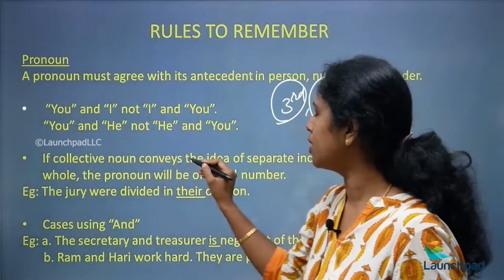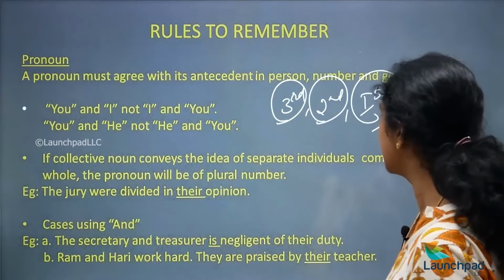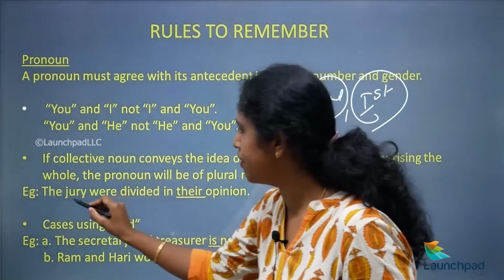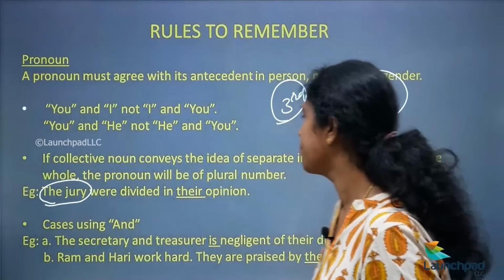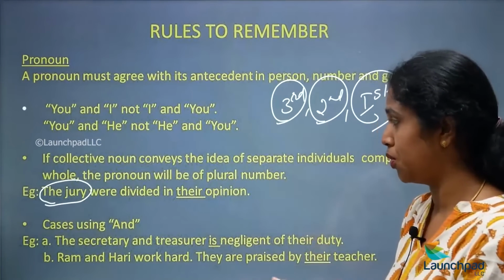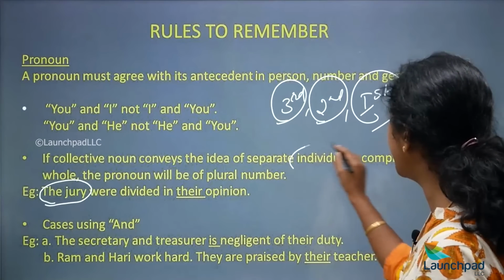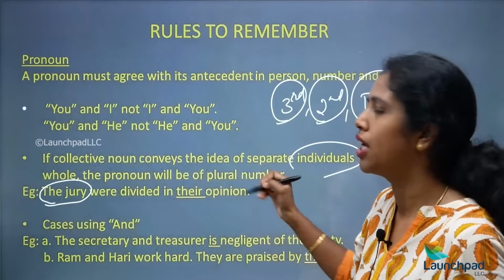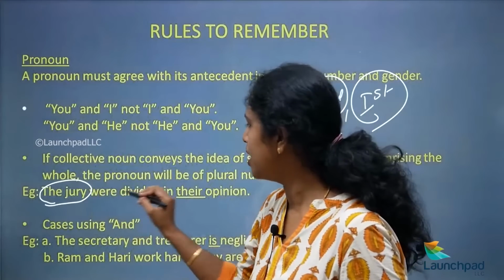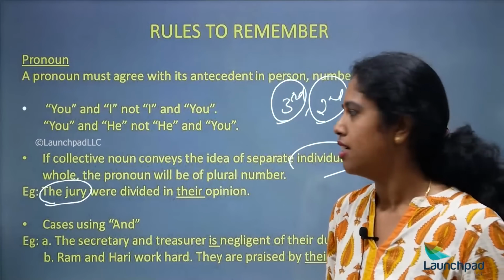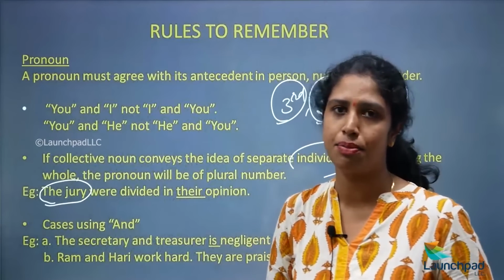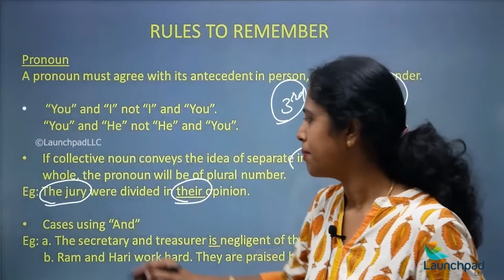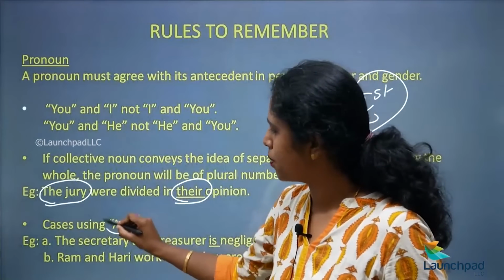Now, if a collective noun conveys the idea of separate individuals comprising the whole, the pronoun will be of plural number. Okay, so the collective noun. So what is the collective noun here? The jury. So jury is the collective noun. So the jury conveys the idea of separate individuals. Okay, so if it is conveying the idea of separate individuals, then the pronoun will be plural. So the jury were divided in their opinion. So this is conveying a collective meaning. Hence, it will become their, T-H-E-I-R.